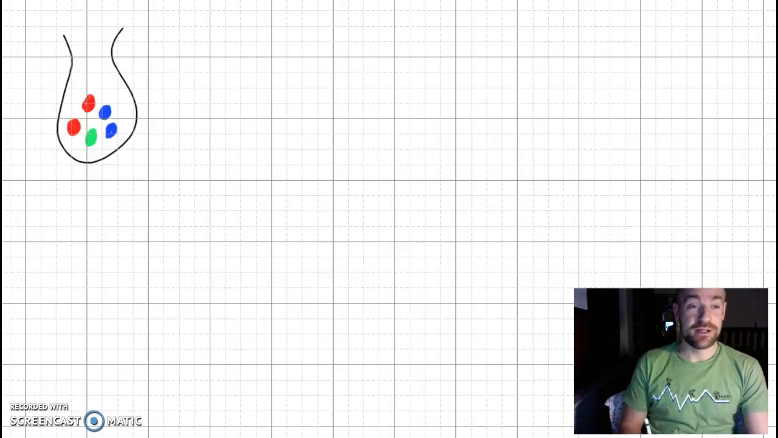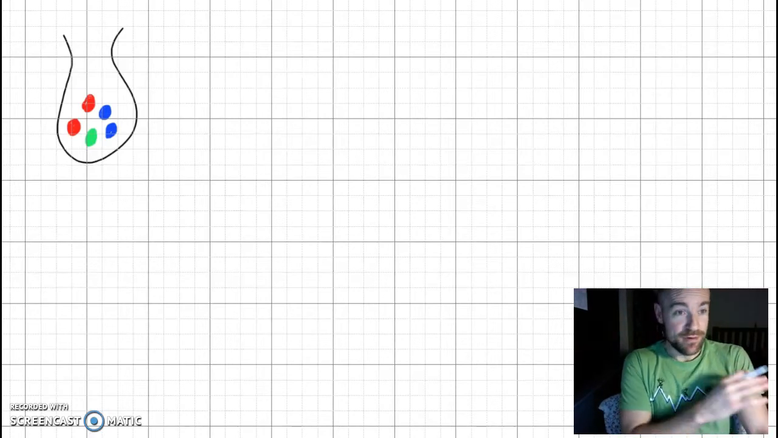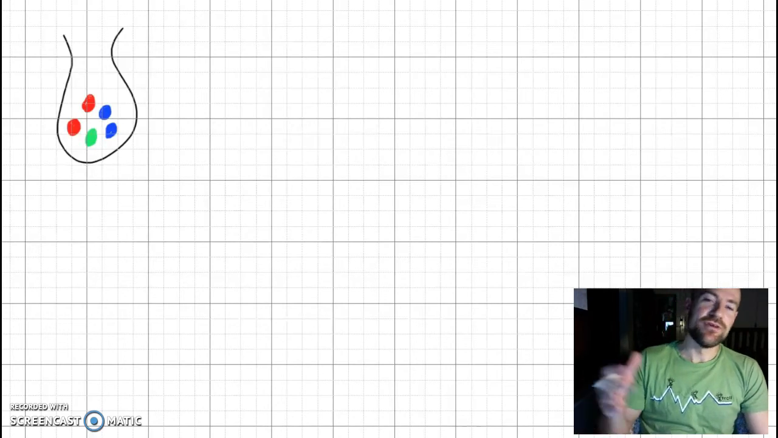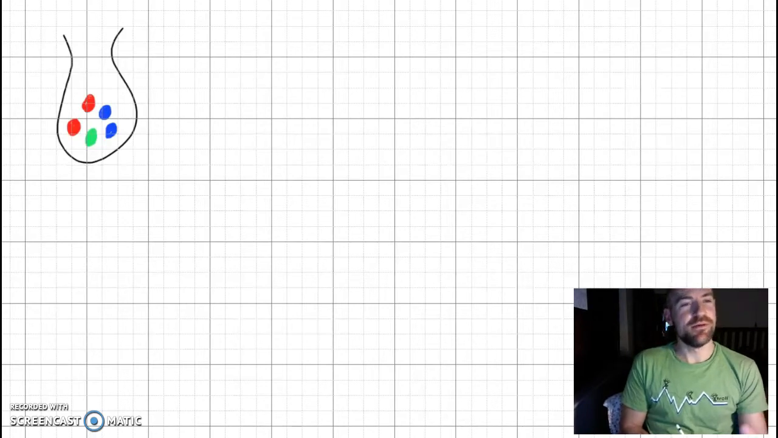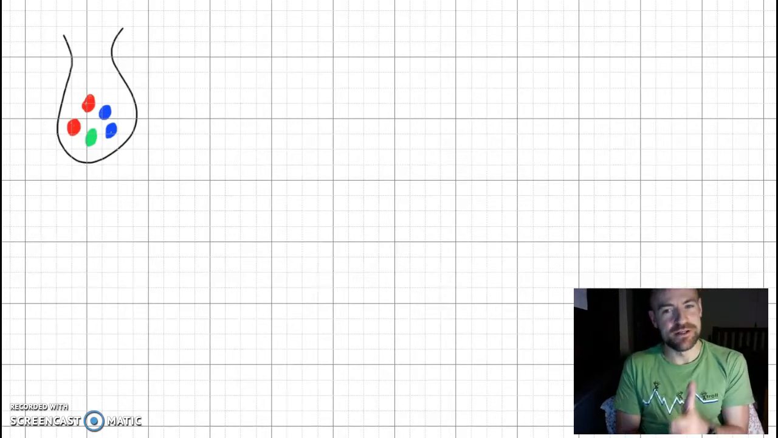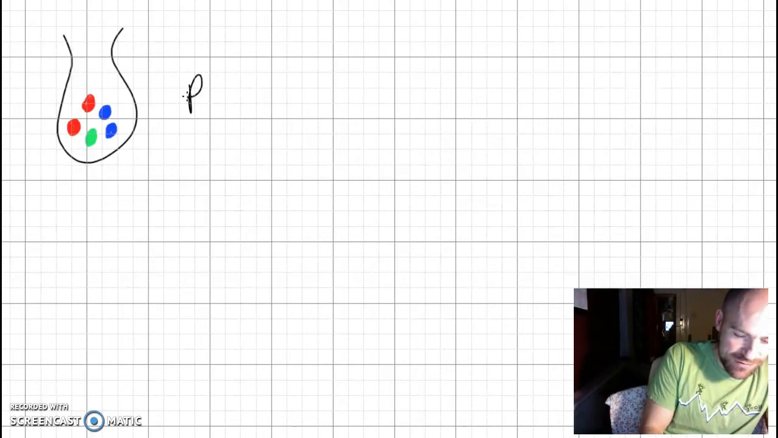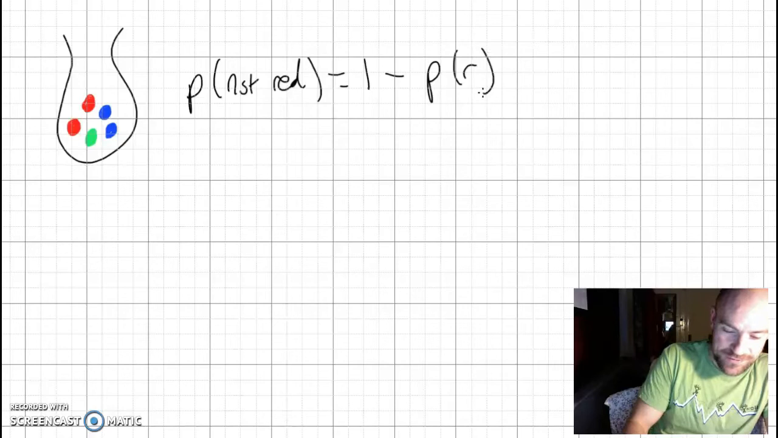Okay, we're very used to calculating the probability of an event happening, say picking a red token out of this bag, but what about how we calculate the probability of not picking a red token out of this bag? And the key to this is the fact that the probability of not picking red is actually given by 1 minus the probability of actually picking red. So we can write that as the probability of not red is equal to 1 minus the probability of picking red.